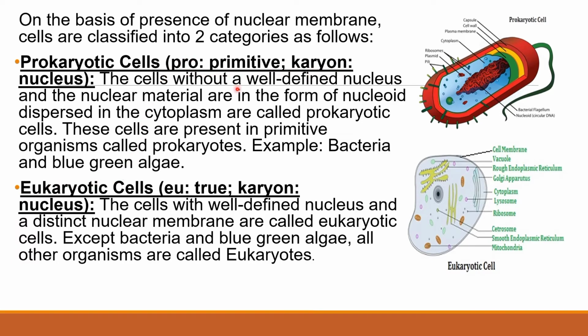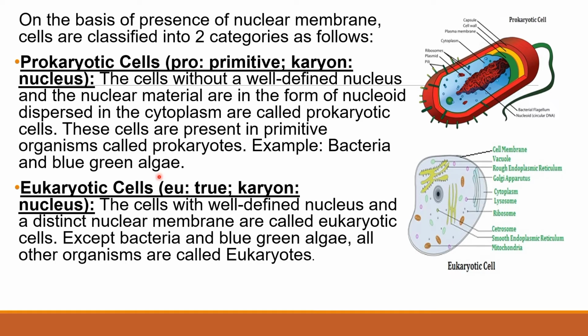What are eukaryotic and prokaryotic cells? Pro means primitive and karyotic means nucleus. A cell without a well-defined nucleus, where the nuclear material is not enclosed by a membrane and is dispersed in the cytoplasm, is called a prokaryotic cell. These cells are present in primitive organisms like prokaryotes, for example bacteria and blue-green algae.